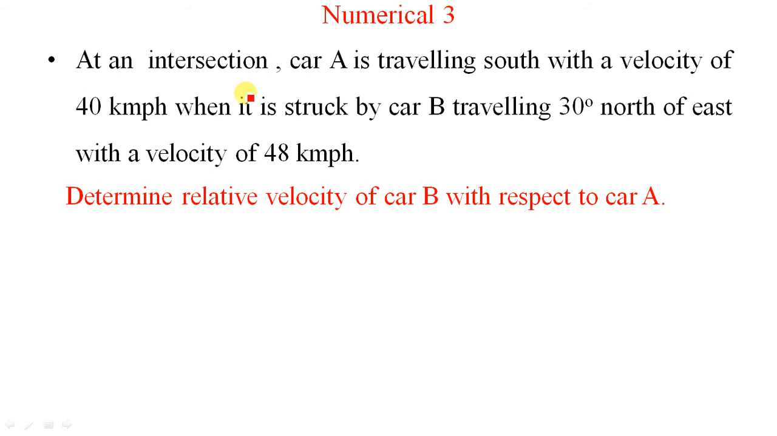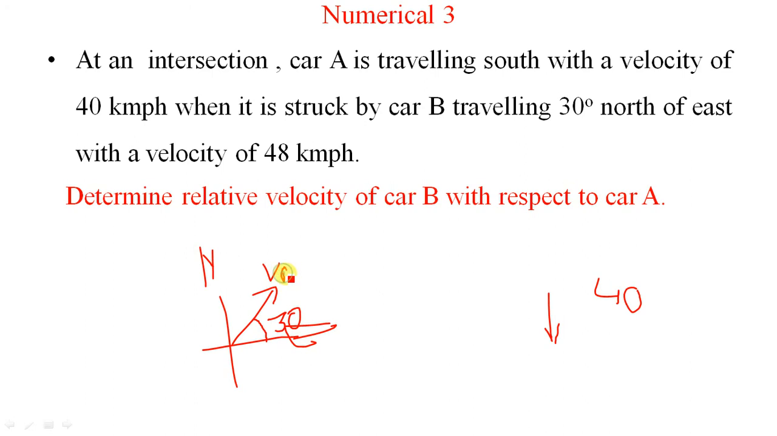So it is mentioned that at an intersection, car A is traveling south. So this is car A, which is traveling in the south direction with a velocity of 40 kmph, and it is struck by the car B traveling at 30 degrees north of east. So the car is traveling 30 degrees to the north of east. This is the velocity of car B.